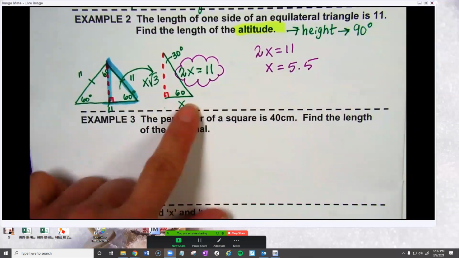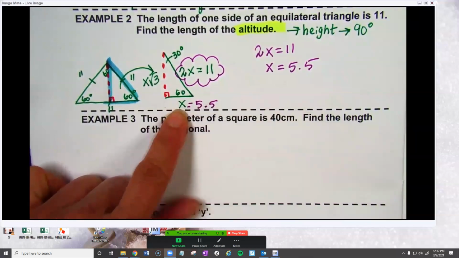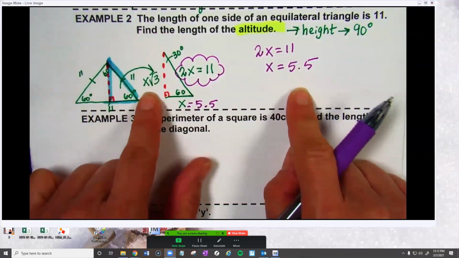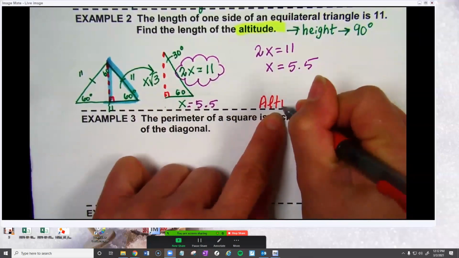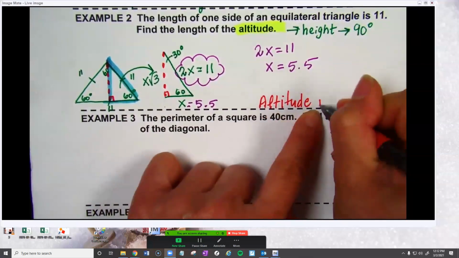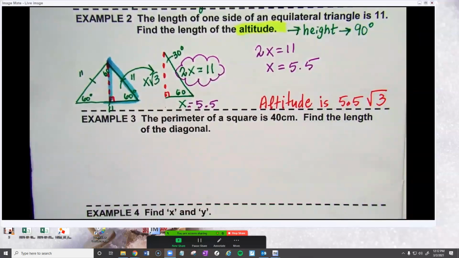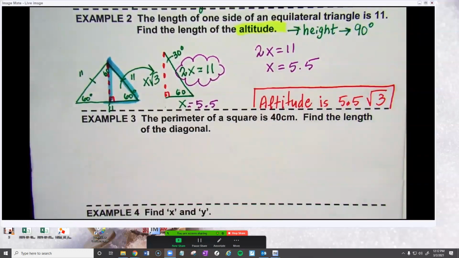So what did we just find? We just found this at the bottom, but that's not what we're looking for. We still have another step. So if x is 5.5 and the altitude is x root 3, then the altitude is 5.5 root 3. And we're just going to leave it like that because that's a basic problem. If it was a word problem where they were talking about miles or feet or something like that, I would go ahead and multiply that on my calculator. But if it's just a straight triangle problem, we're just going to leave it.